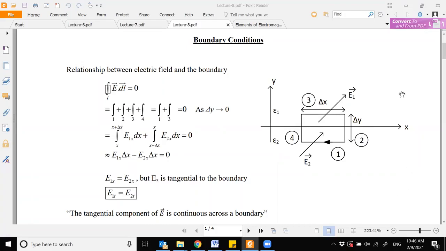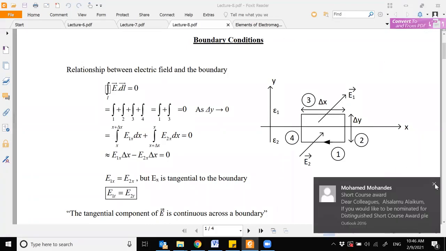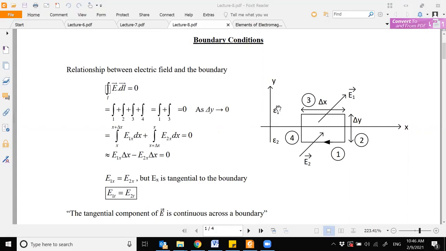Okay, medium 1 has a permittivity of epsilon 1, and medium 2 has a permittivity of epsilon 2. Suppose an electric field is going from medium 2, so this electric field is E2, and then it will hit the boundary. This is the boundary. So my x-axis will be the boundary. Or if you look at it in 3 dimensions, the xz plane will be my boundary.